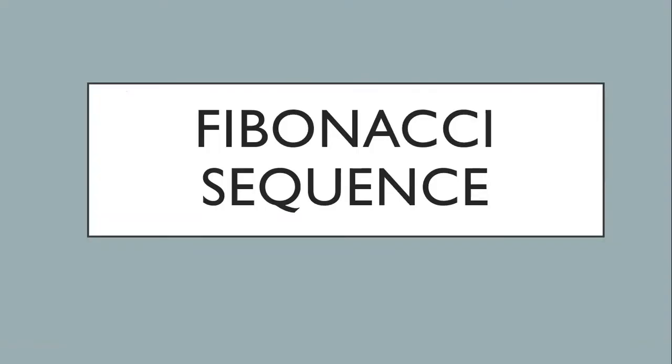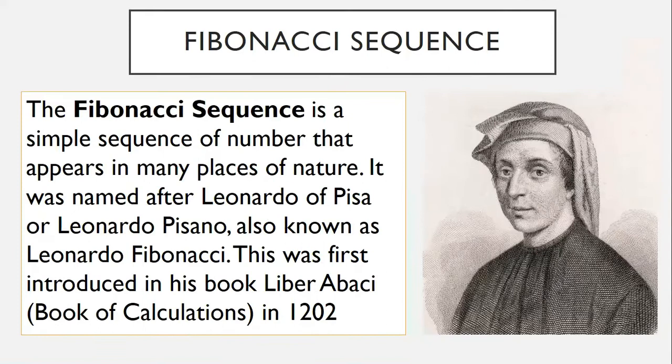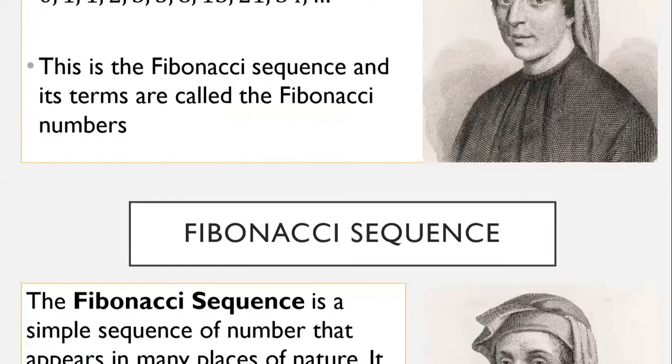Hi, in this video, we will talk about the Fibonacci sequence. The Fibonacci sequence is a simple sequence of numbers that appears in many places in nature. It was named after Leonardo of Pisa, or Leonardo Pisano, also known as Leonardo Fibonacci. This was first introduced in his book Liber Abaci, or the Book of Calculations, in 1202.